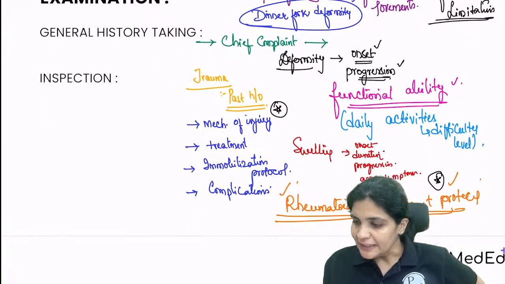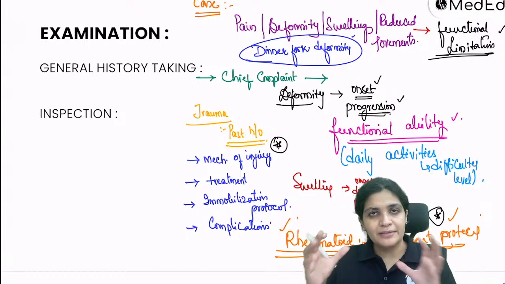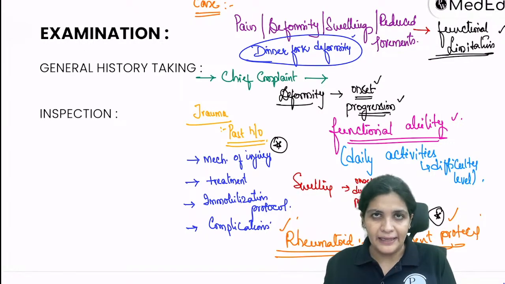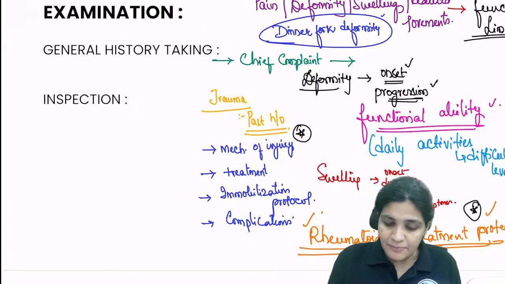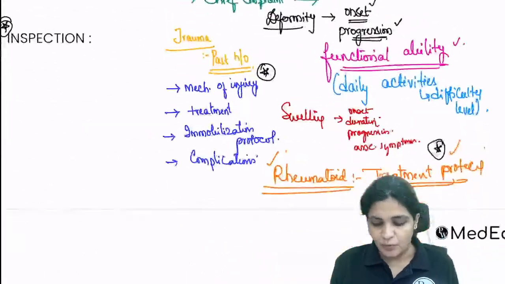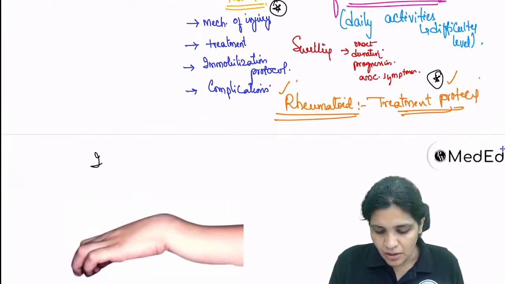Okay. Now that is about your history taking, how you take the history in a particular case that is mostly related to your wrist. Then comes the examination. In the examination, we usually start with the inspection.